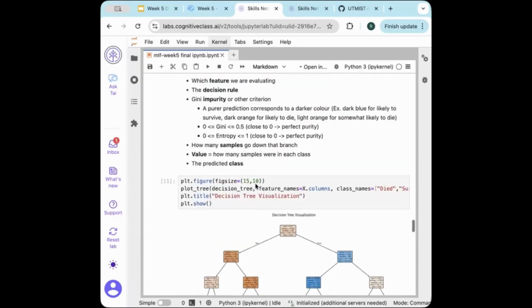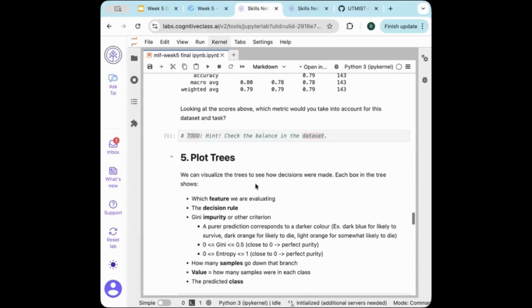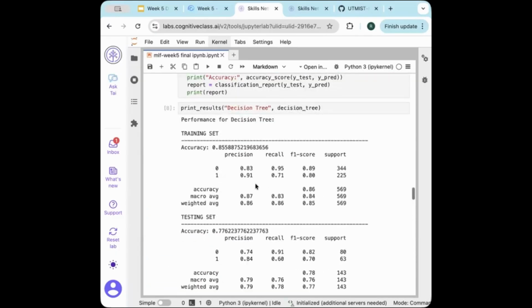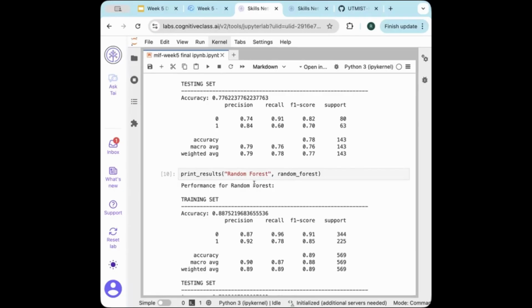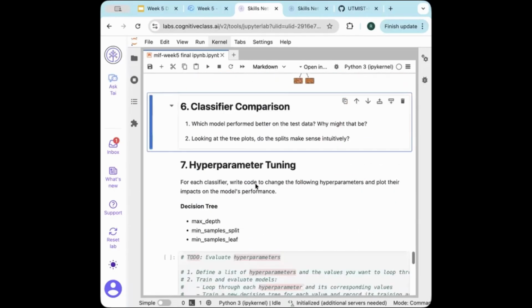So you had the results up here. If you guys followed with me, you could see from here which one performed better on the testing set.